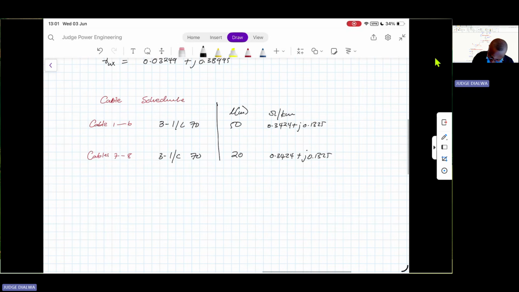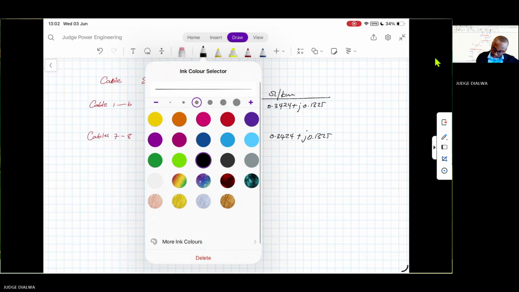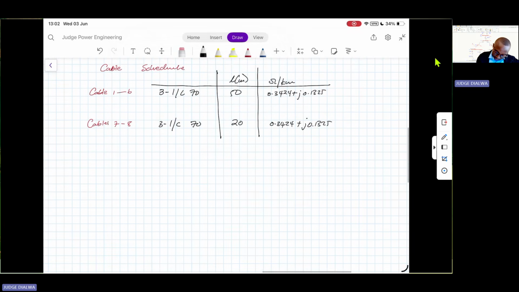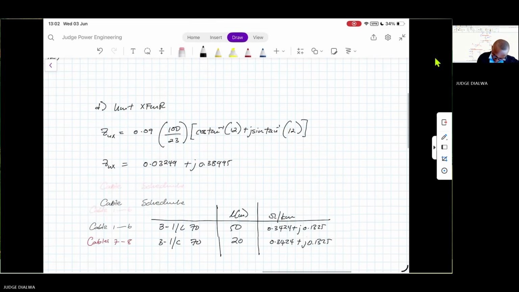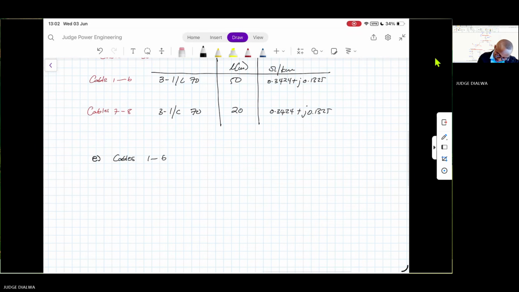Try to make this neater. So then now we can proceed with computing the equivalent impedance of our cables. So for cables 1 up until 6, this is how we will compute the impedance.